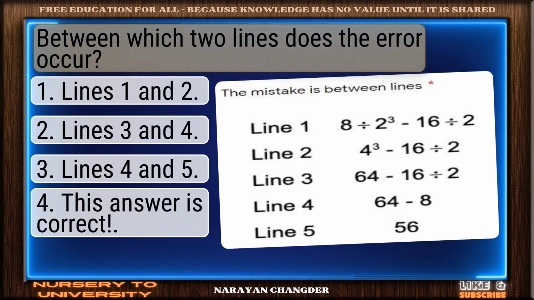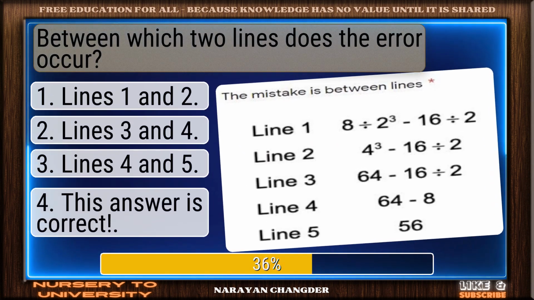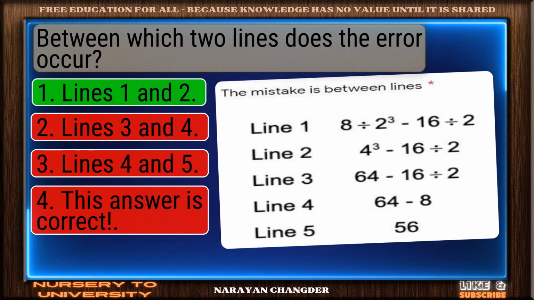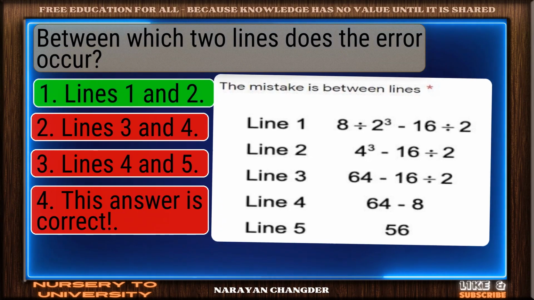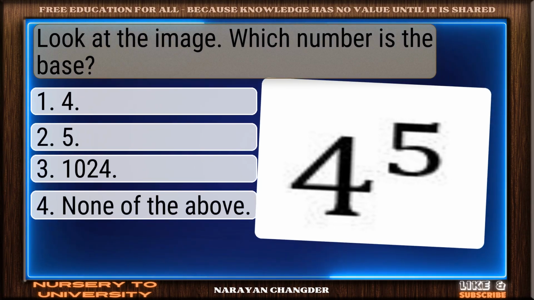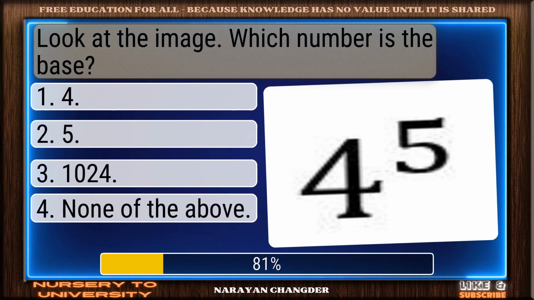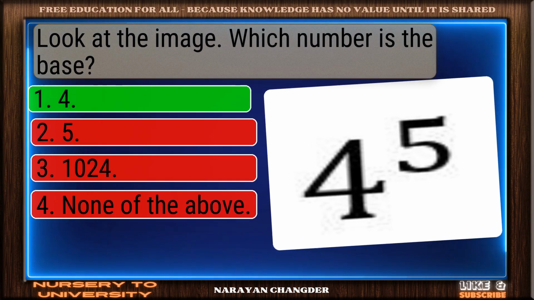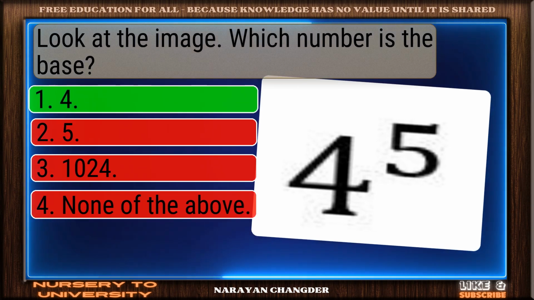Between which 2 lines does the error occur? Smart pick. Lines 1 and 2 is the correct choice. Look at the image. Which number is the base? Great thinking. 4 is the right choice.